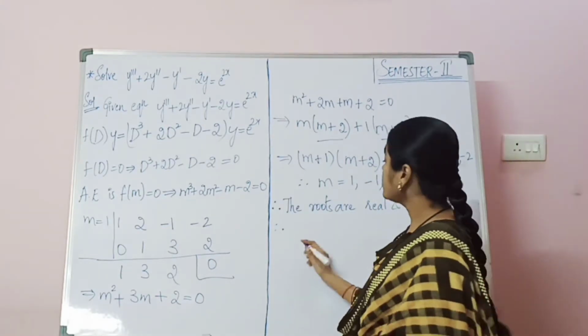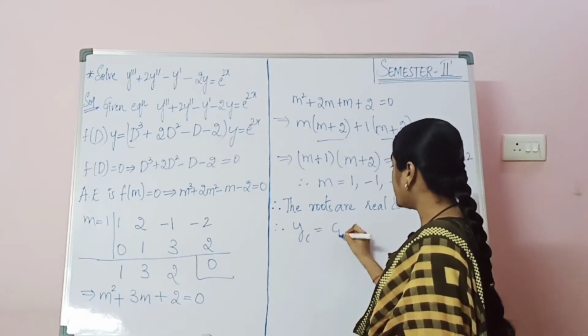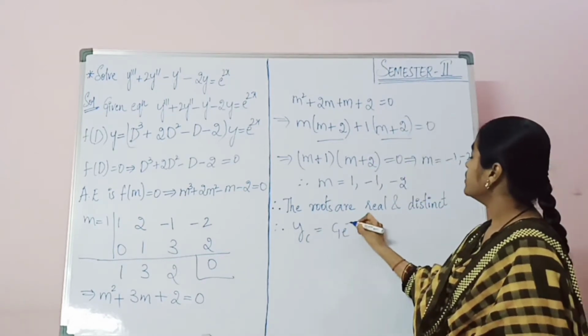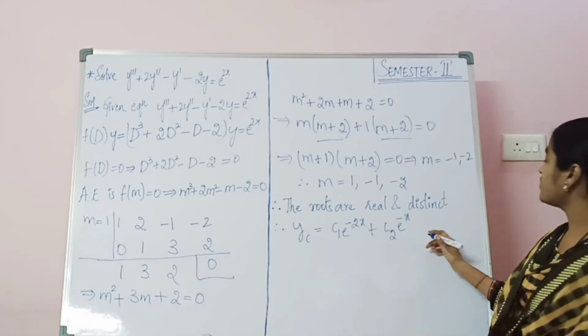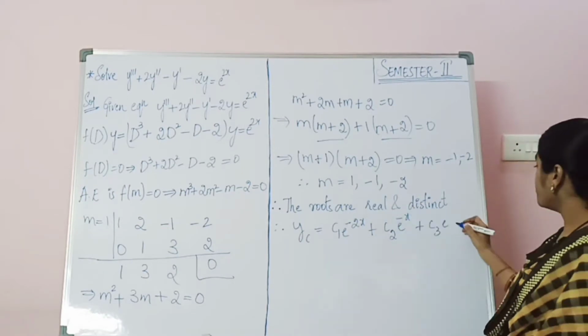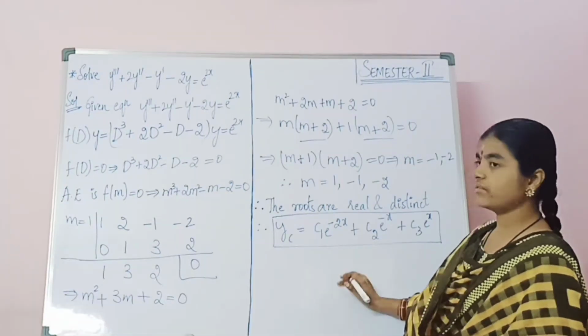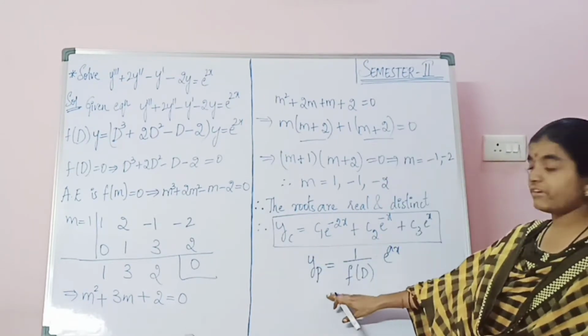Therefore the complementary function is yc equals c1 e power minus 2x plus c2 e power minus x plus c3 e power x. Now we have to find the particular integral. For finding the particular integral, what is the formula here? yp equals, now we are finding the particular integral.